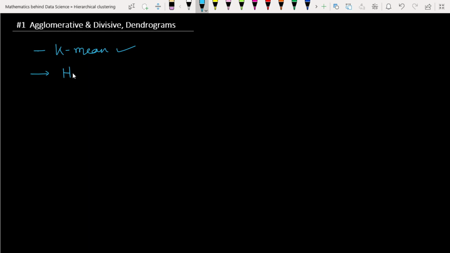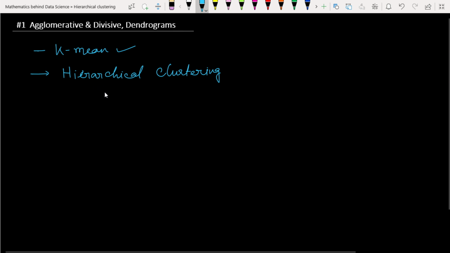Hierarchical clustering. We will see this thing. Okay, now let's start. Mainly there are two types of hierarchical clustering. The first type is the agglomerative type.